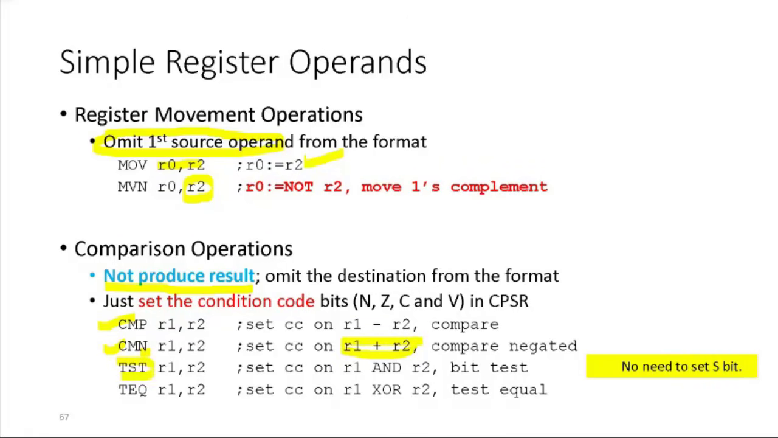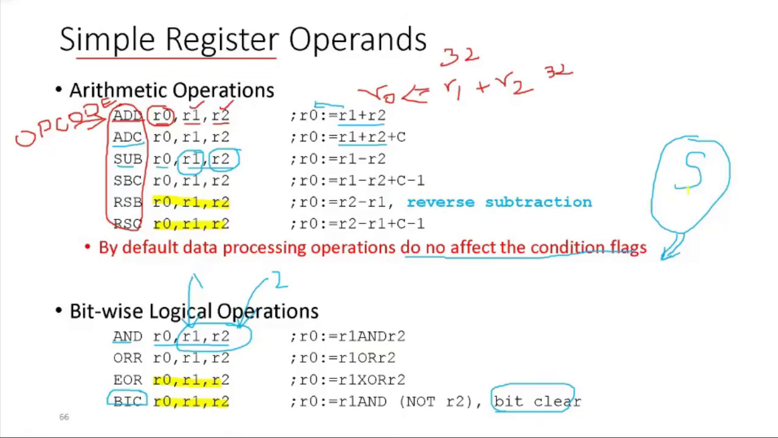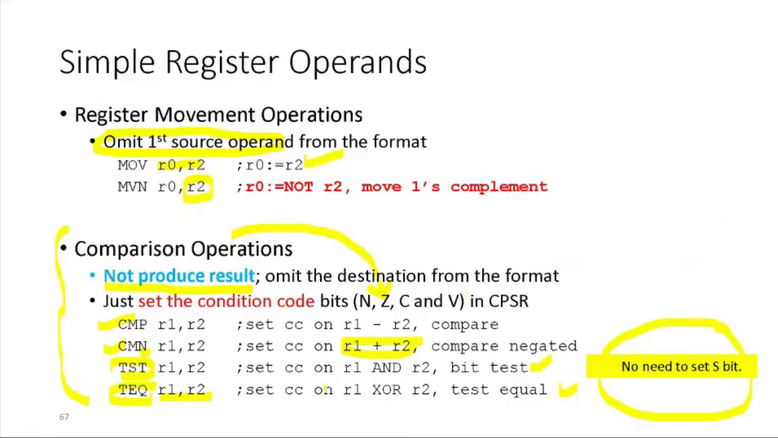And this is test, and this is test equal. This is bit test, and test equal checks whether these two are equal or not. For testing that, we use this instruction. These compare instructions will update the condition flags. So in these instructions, we don't want to use the S bit which I told you in the previous slide. Means we don't want to specify any S in the instruction. These compare instructions will do it automatically.